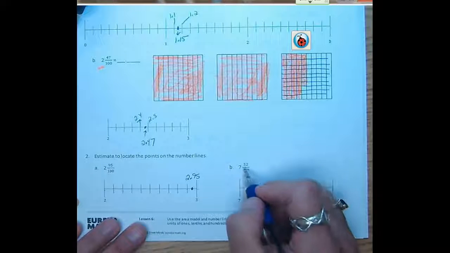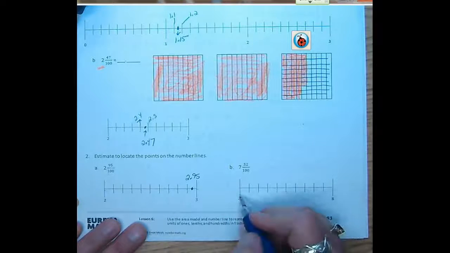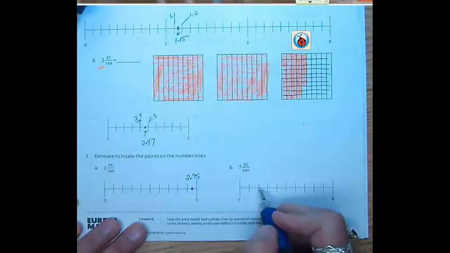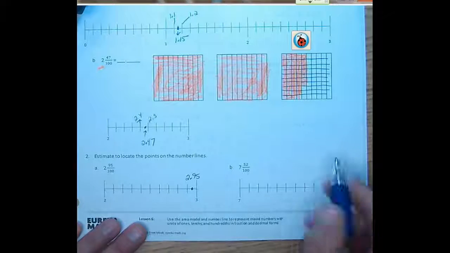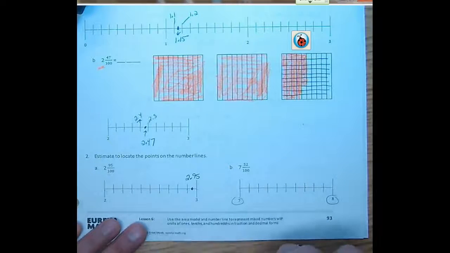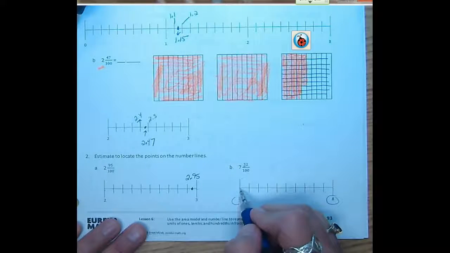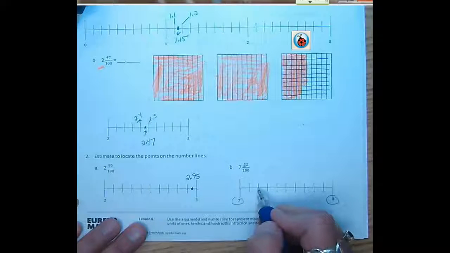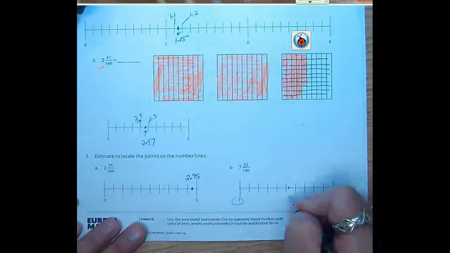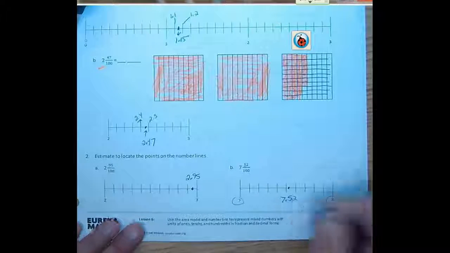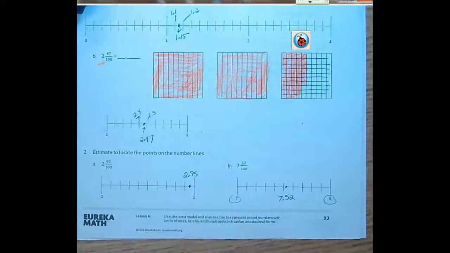Okay, and on letter B, we have 7 and 52 hundredths. So here's 7. I want to go 1, 2, 3, 4, 5, 6, 7. Oh, no I don't, do I? I already have a 7 here and an 8 here. So now I have to go to 52 hundredths. So I can count by 5s now, 10s. 10, 20, 30, 40, 50. 52 is going to be closer to the 50, so that would be 7.52 as my little dot there. Make sure your dots are dark enough that I can read them.